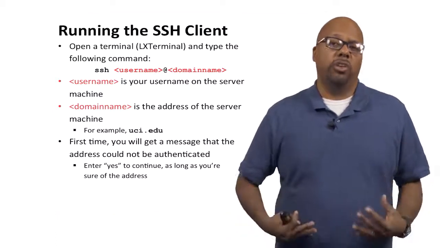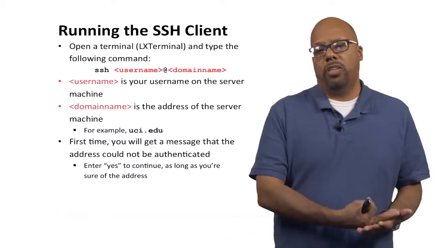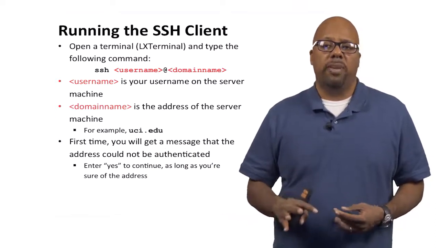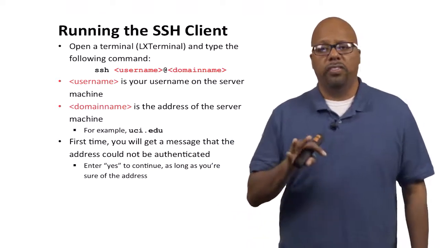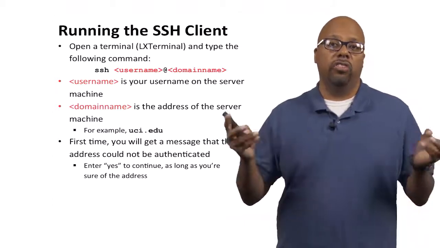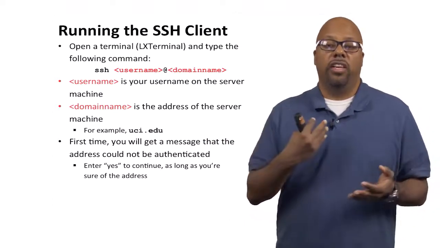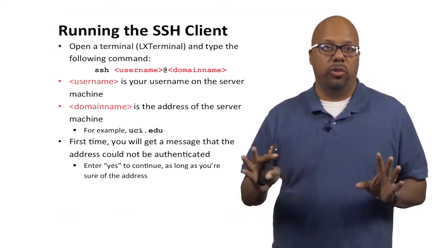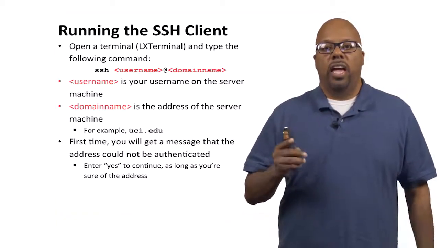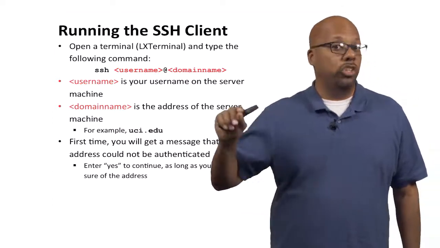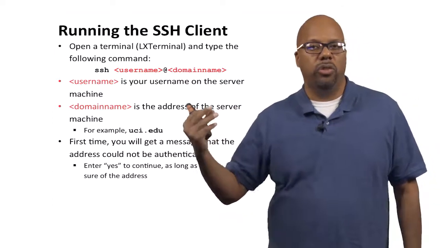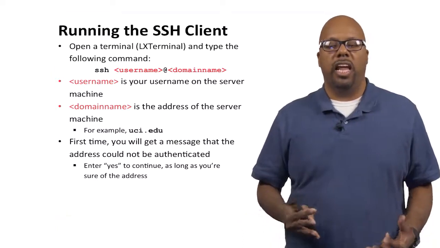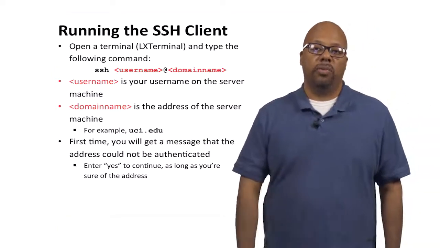Now the first time you connect to a particular domain, so say I'm on Raspberry Pi and I'm connecting to my machine in my office, the first time I make the connection, it'll give what looks like an error. It'll say that the address could not be authenticated. It always does that the first time you do the connection. Once you successfully do it the first time, it will record that address and you won't get that comment again. But the first time, it'll say that the address could not be authenticated.